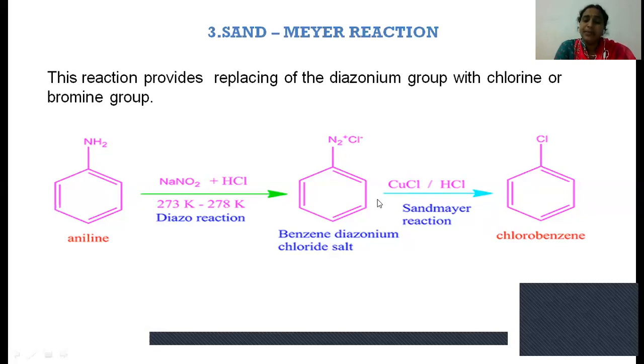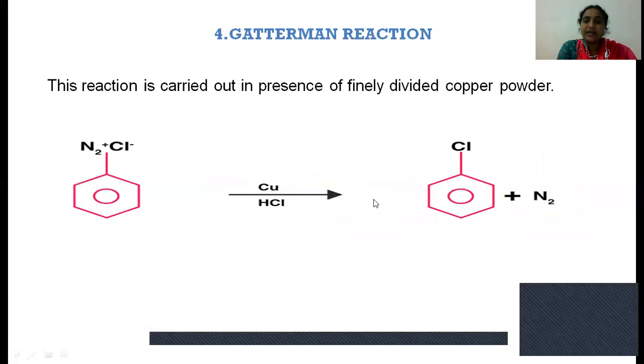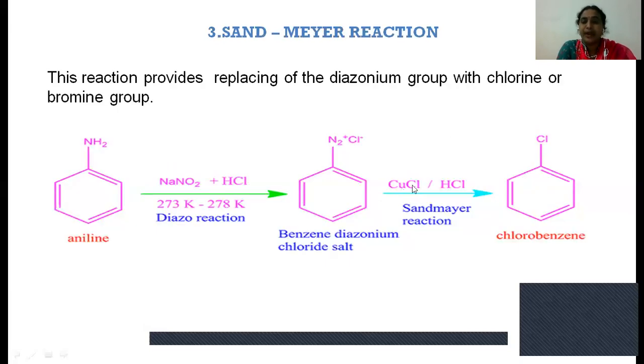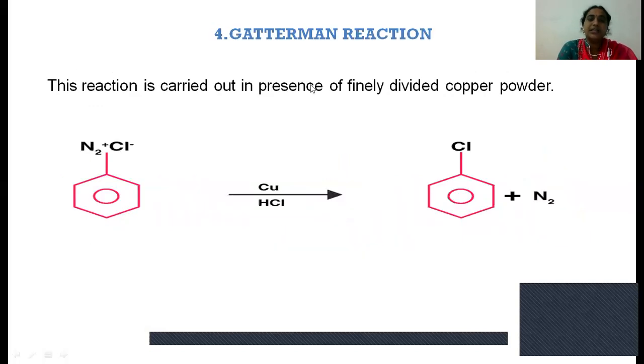And when this benzene diazonium chloride reacts with cuprous bromide in the presence of HBr, Br minus will replace the diazonium chloride group and produce bromobenzene. So with the help of the Sandmeyer reaction, we can prepare either chlorobenzene or bromobenzene. And the next reaction is the Gattermann reaction. This Gattermann reaction is also very important from the exam point of view.